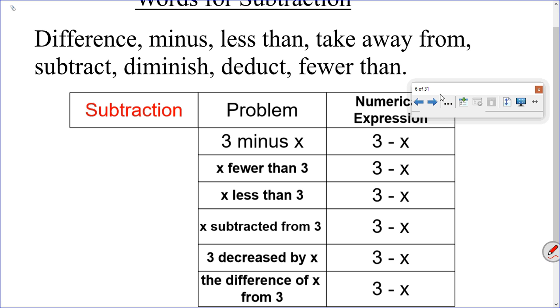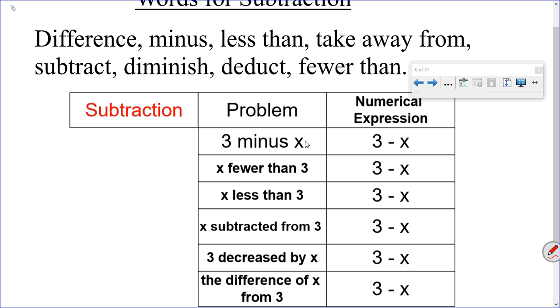in word problems. 3 minus x. So the numerical expression is 3 minus x. Very straightforward. But look at this one: x fewer than 3. That's 3 minus x. So I noticed the x and 3 got changed in positions. Well, there's another way of looking at it, that x is lower than 3. So that means 3 is bigger and x is smaller. So if you're subtracting, you'd be subtracting the x from the 3. So that's why the 3 is written first, because it's greater than the x.